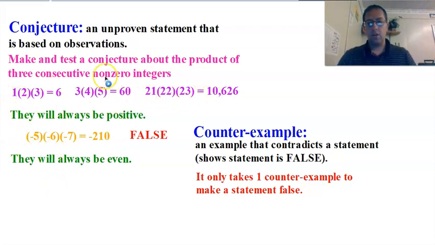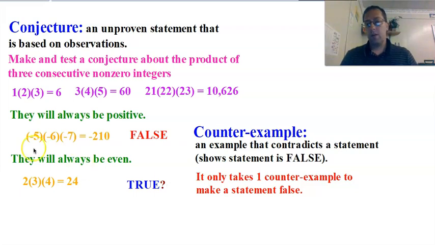So notice on all of these that I've tried, I started with an odd number: 1, 3, 21, negative 5. So let's try starting with an even number, see if that'll do it. All right, so 2 times 3 times 4 is 24. That's still even. So our statement is true, except it only takes one. Maybe there's one example somewhere out there that I haven't found. So maybe it's true. It looks true. We're not sure.